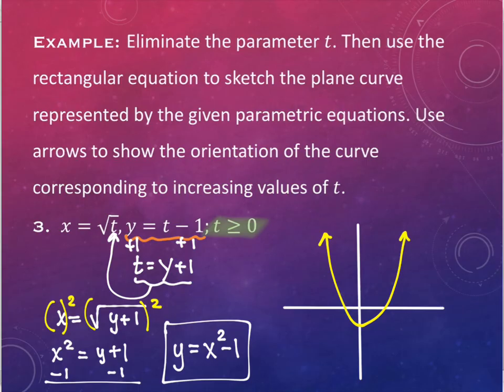I lost in the middle of doing this the fact that my x value is supposed to be a positive number. How do I know it's positive? Because it says square root of t, and it's a positive square root. I shouldn't be getting the left-hand side of this graph. This part shouldn't be here.